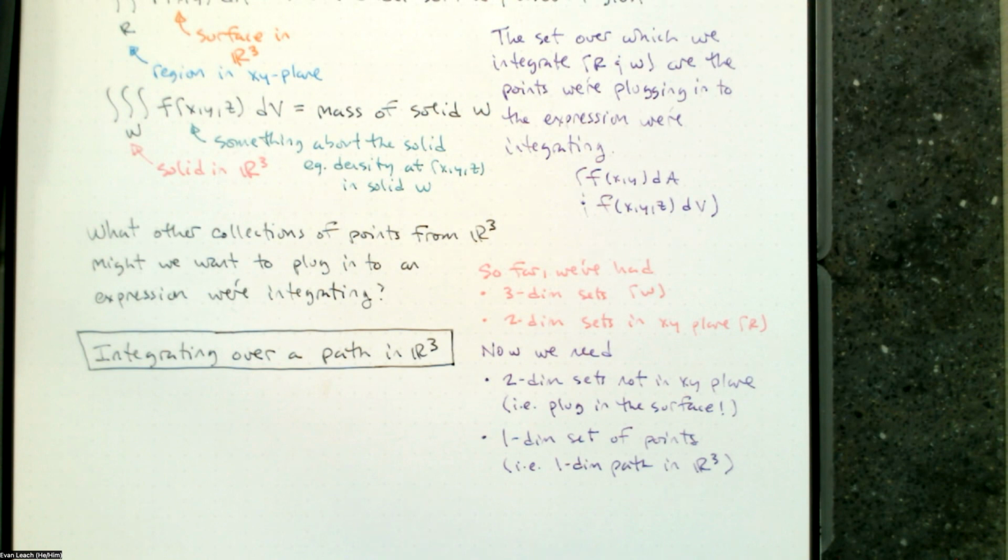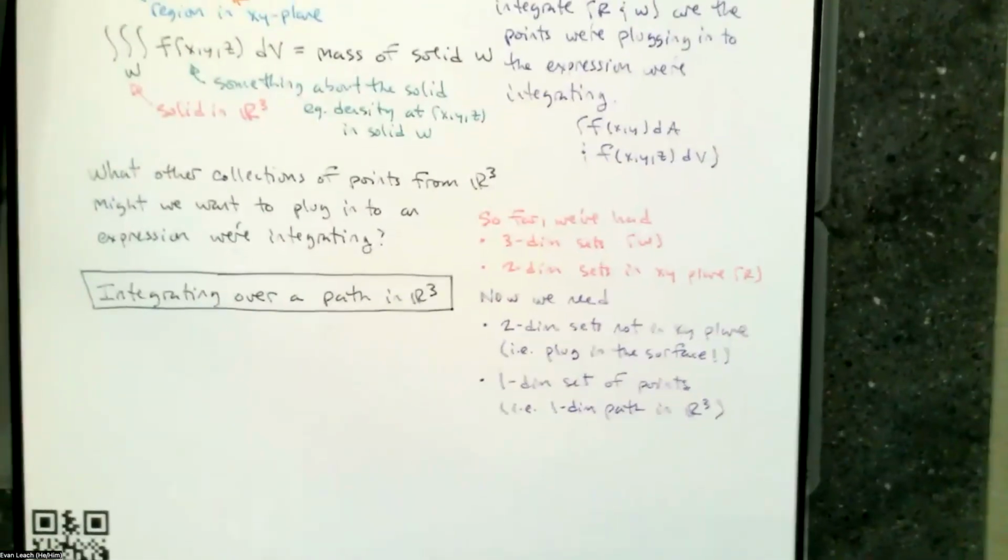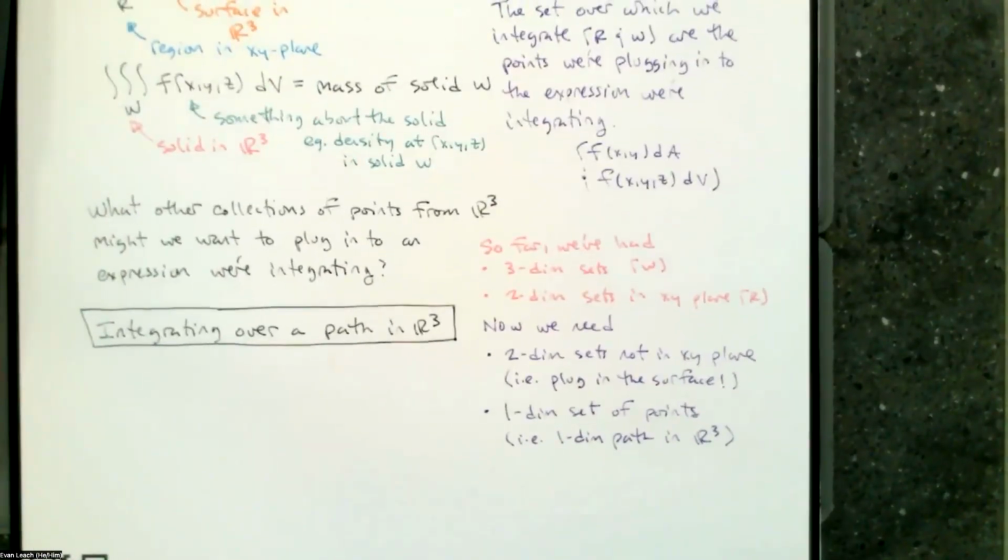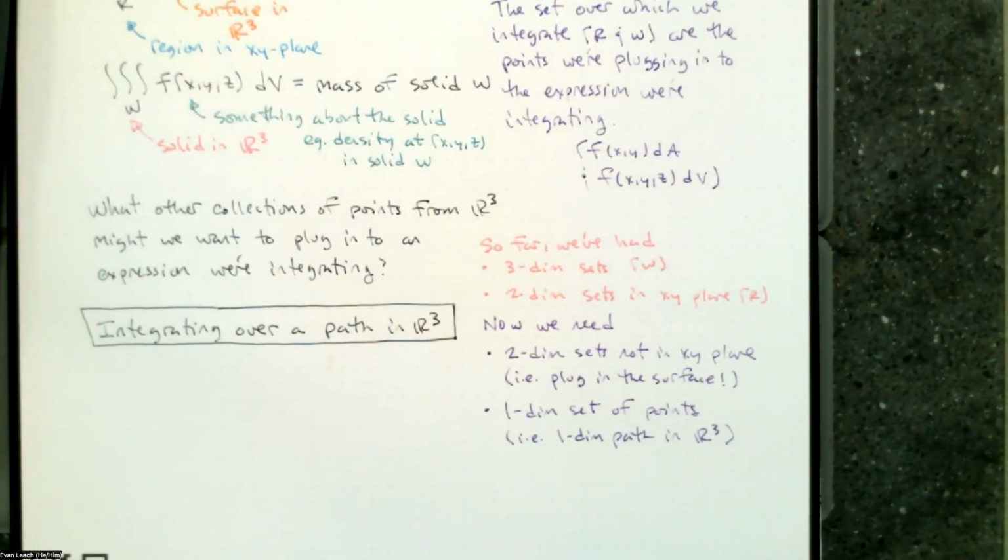We need to talk about what if we have some set of 2-dimensional sets in R3 that we want to integrate over, but it's not just a bunch of points in the XY plane. It's not just a region from the XY plane, like we have with double integrals. And once we have that, then we can integrate over 2-dimensional sets, all covered. We've already got triple integrals, which is integrating over 3-dimensional sets. Now we need to integrate over 1-dimensional sets in R3. So we want to talk about integrating over a path in R3.